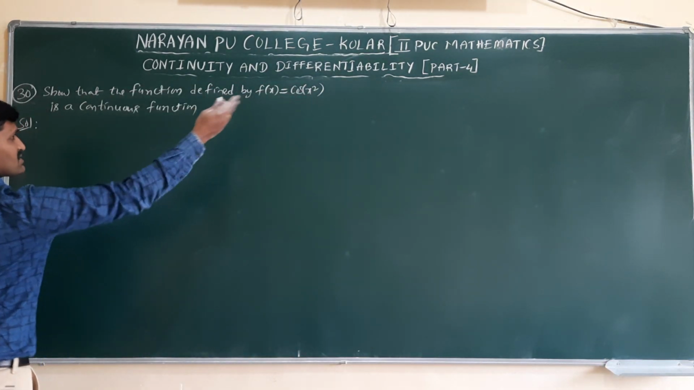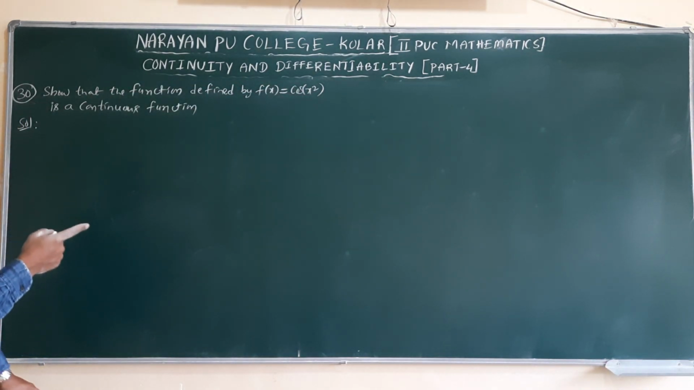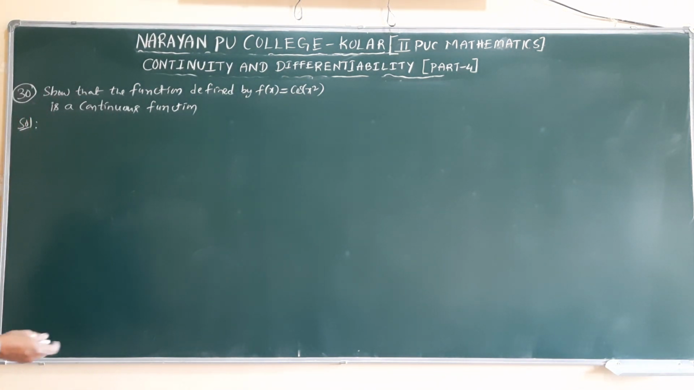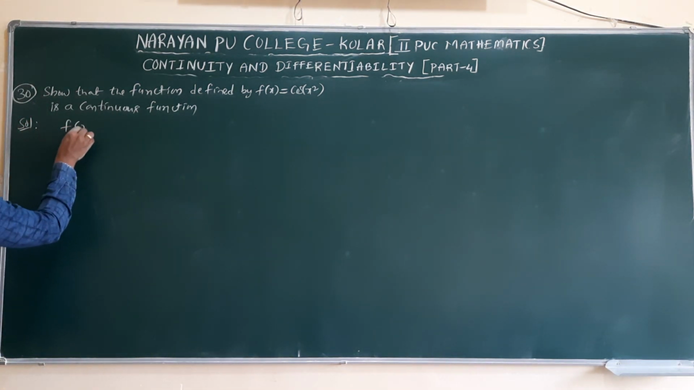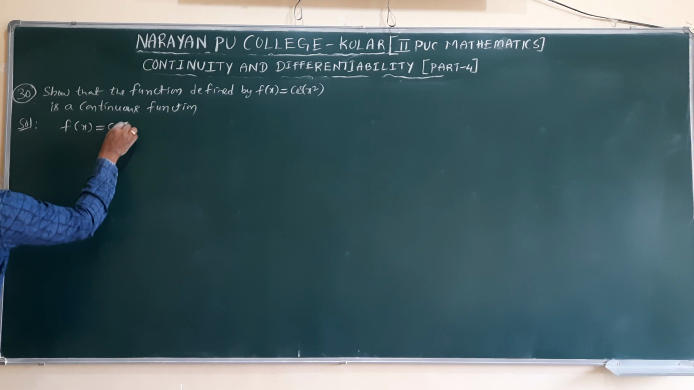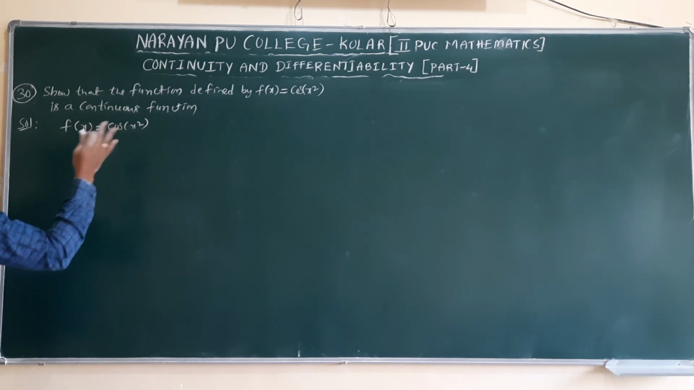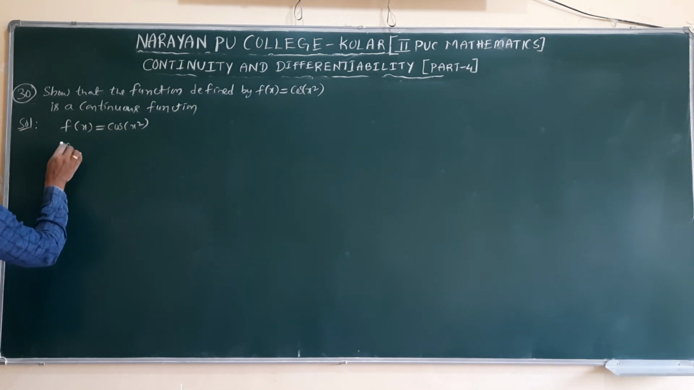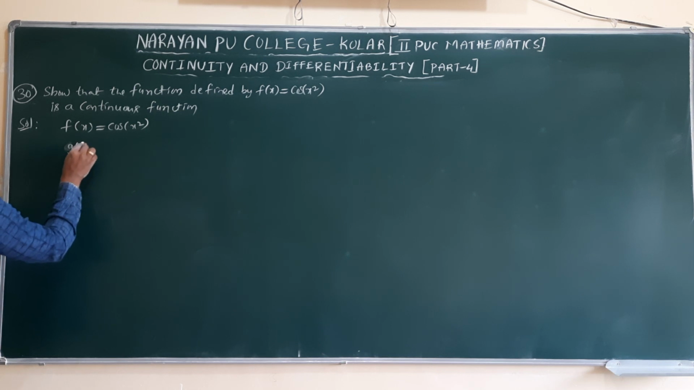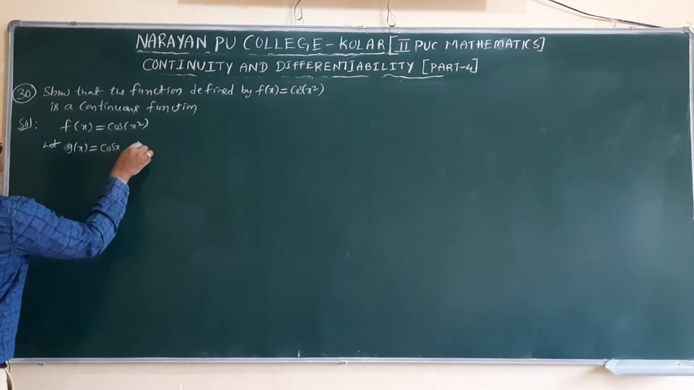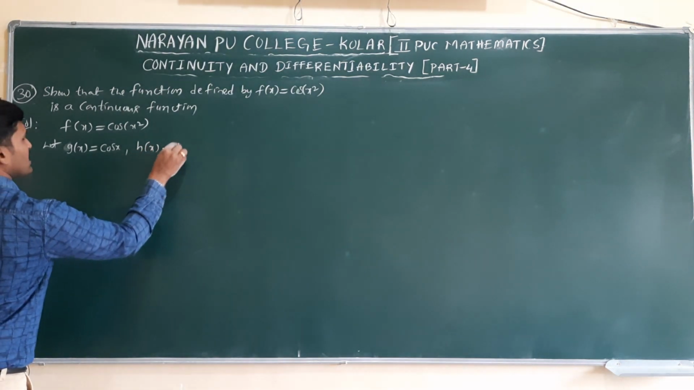Now we have two functions combination. Cos is a trigonometric function, x square is an algebraic function. Now in f of x equal to cos of x square, I will make it into two functions. First, g of x is cos x and h of x is x square.